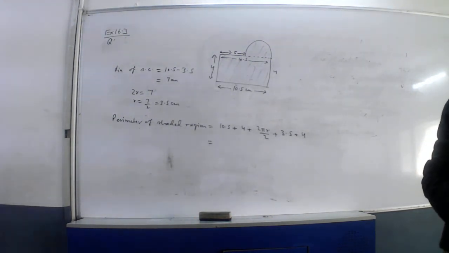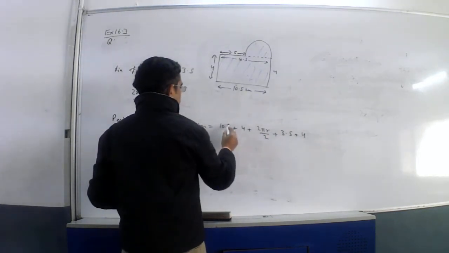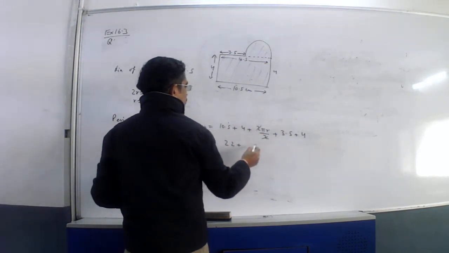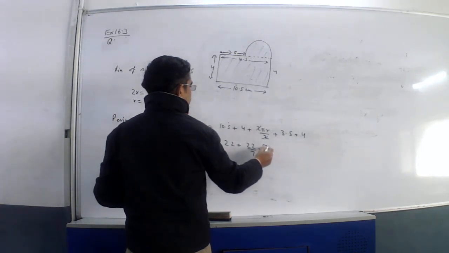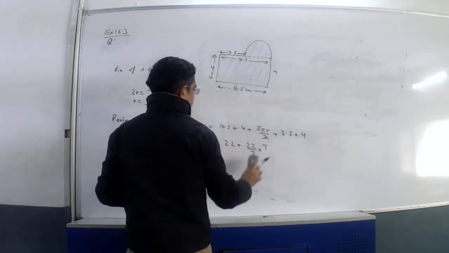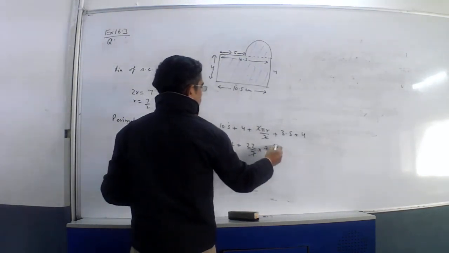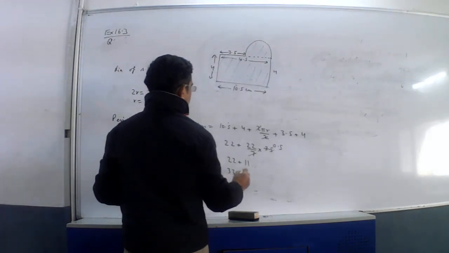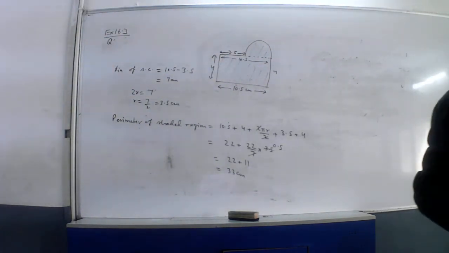So it is coming the addition of this and this is coming 22. This will cancel. Pi is 22 by 7 and this is given 7. This is given 3.5. R is 3.5. So it is 22 plus 22 into 0.5 is 11. That is 33 centimeter. So we got the perimeter of the given figure.